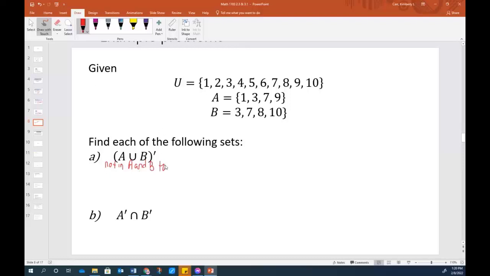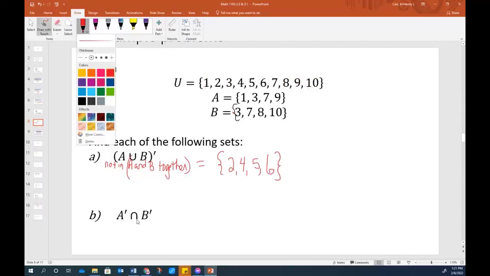Well, together. So first of all, you put A and B together, and then it's not in that. So I do not want 1, 3, 7, 9, 8, and 10. And there's missing that little asterisk there in it. So I don't want 1, 3, 7, 9. 3 I've already marked, 7 I've already marked. I don't want 8, and I don't want 10. So what is not in those together? That's going to be 2, 4, 5, and 6.